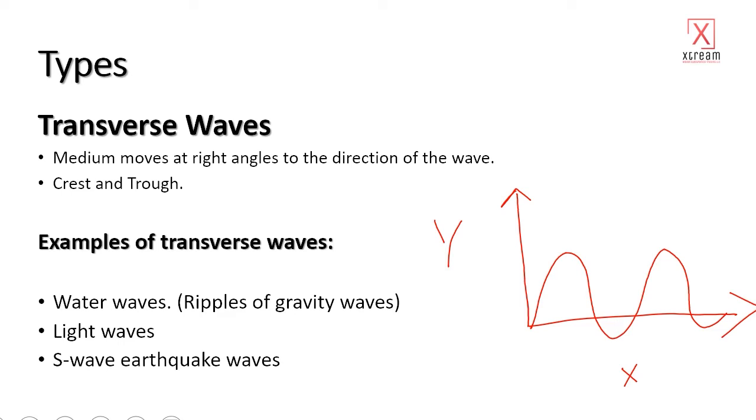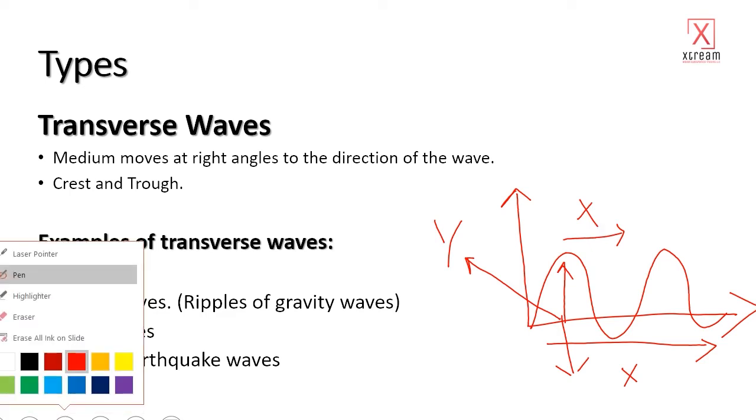So in transverse waves, the particles in the medium do not move along the wave. If you can see that the wave is moving in the x direction, the x-axis, the particle will move up and down, in the y-axis. So it does not move with the propagation of the wave. Such types of waves are called the transverse waves.